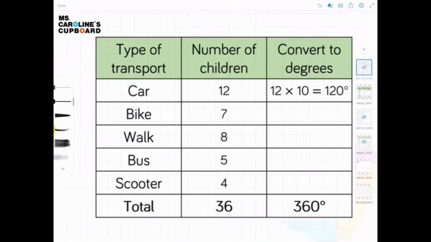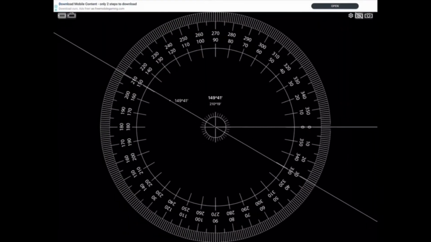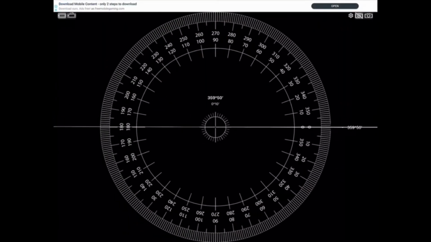So when we draw up our pie chart now, we can use our protractor to find where 120 degrees is, there. And you would mark off that section on your pie chart. You could draw that line in and mark that section off on your pie chart.